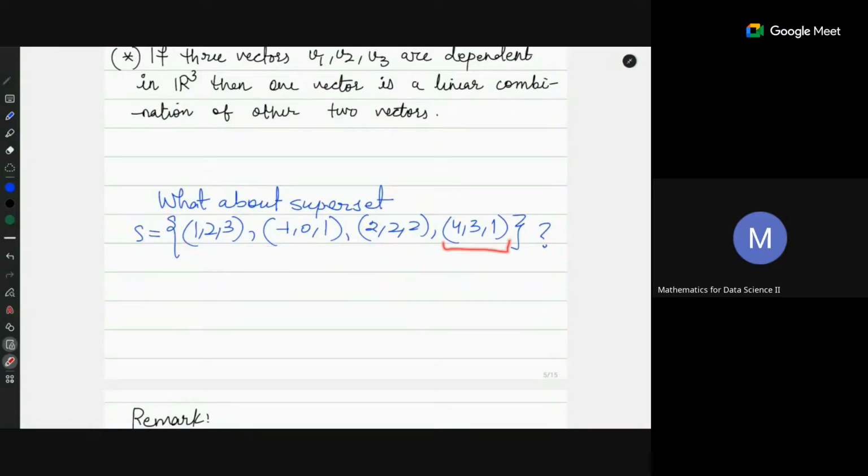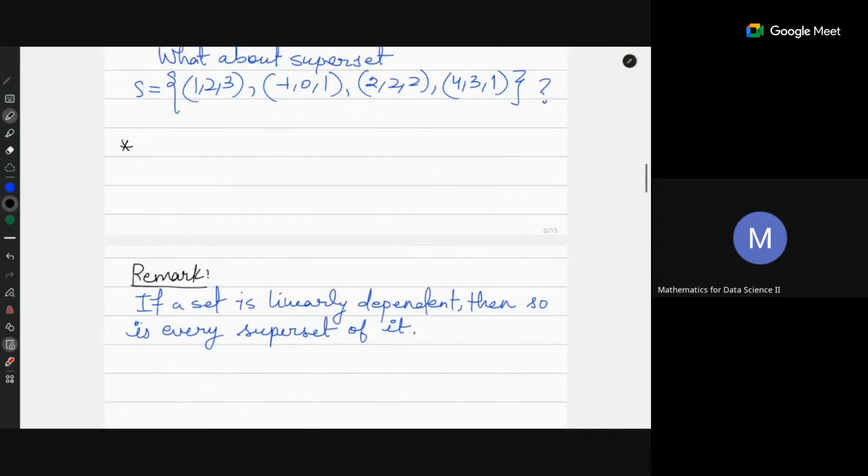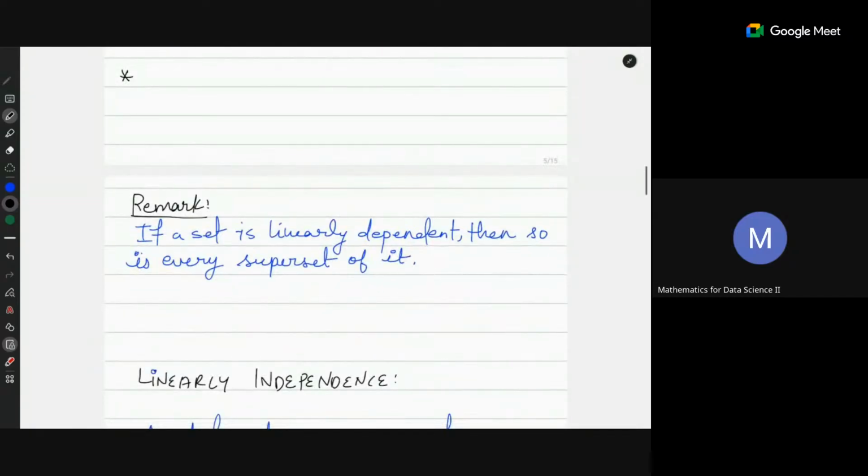And this is the new entry. So we can just take the coefficient of this to be 0. And we will get the 0 vector. So we can express the 0 vector as a linear combination of all 4 vectors, where the coefficient of the last or newly added vector will be 0. So, more generally, what we can say is that if a set is linearly dependent, then so is every superset of it.